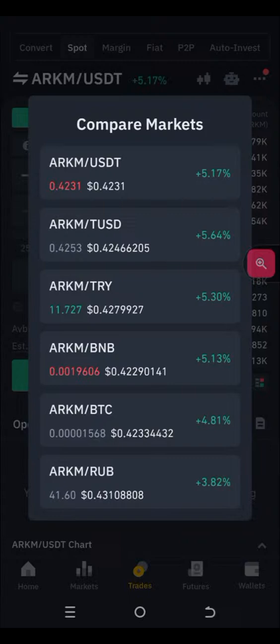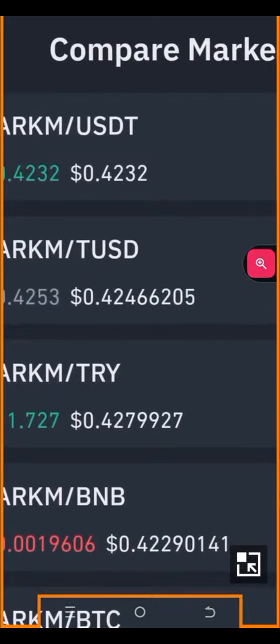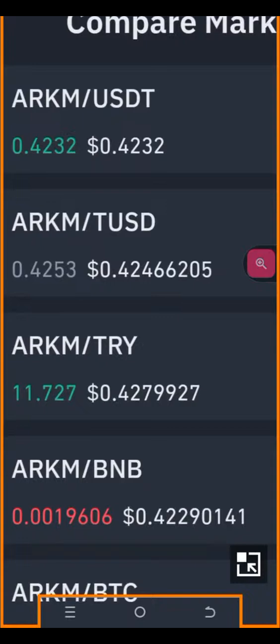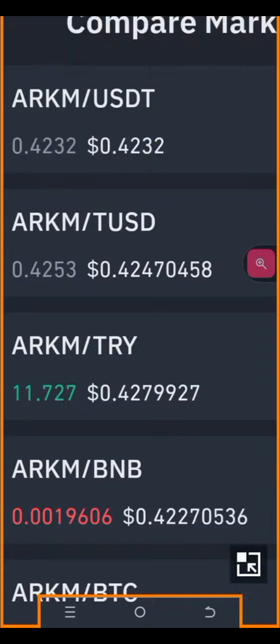So now let's look at this ARKM coin, which is 42 cents. Let me enlarge this so that we can see it better. Some of us, by the time you joined Binance, your currency was denominated in your country's currency. You can always go to settings to change to USD. That's how I like to look at the price. I don't like seeing it in naira. I'm in Nigeria, so I don't want to see it in naira. I always like to see it in USDT or USD, so it makes everything easy for me to see.